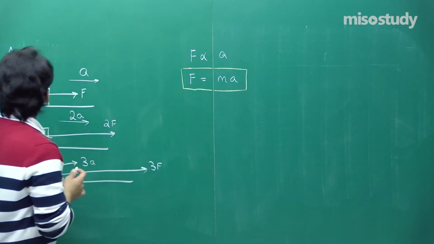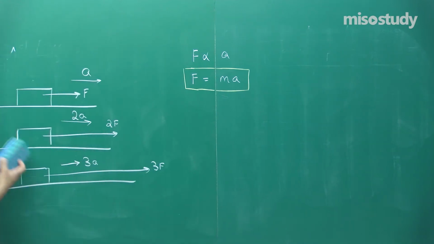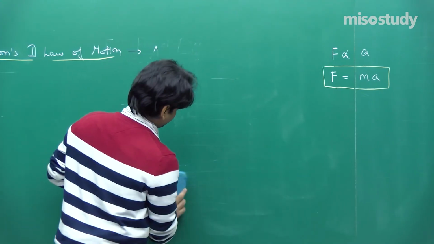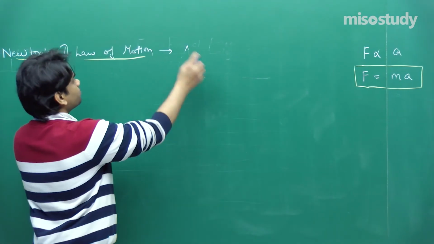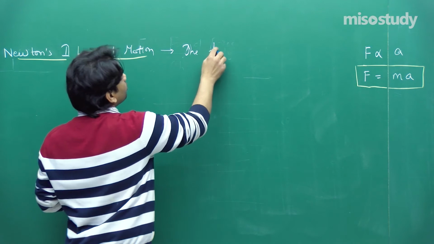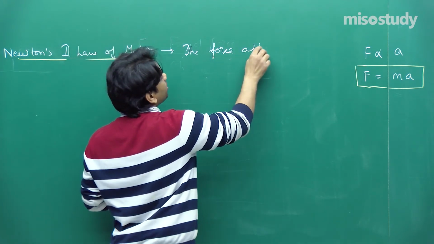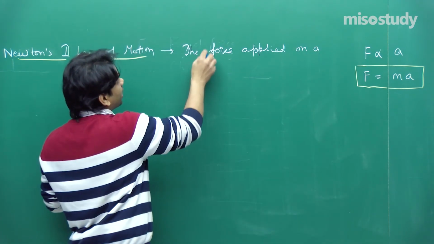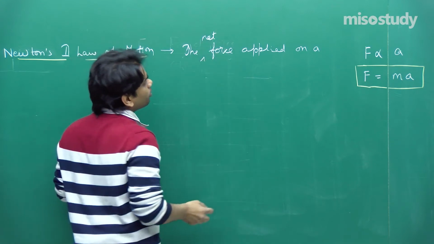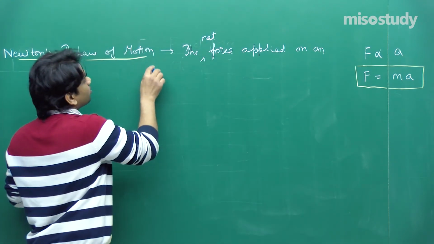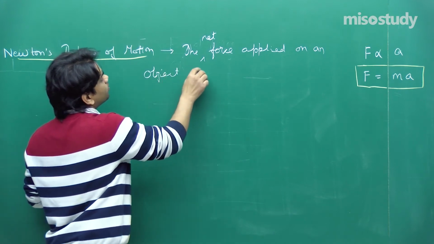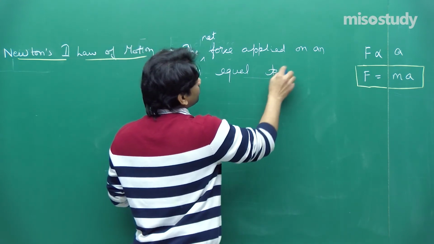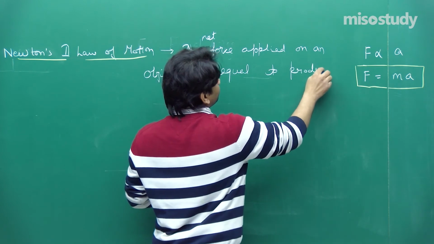So we may write the statement of the second law as follows. I am rubbing this diagram. You may write down the force applied on an object, or to be more precise, the net force applied on an object is equal to the product of mass and acceleration.